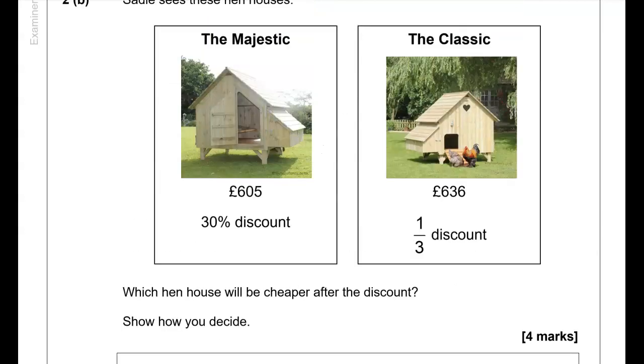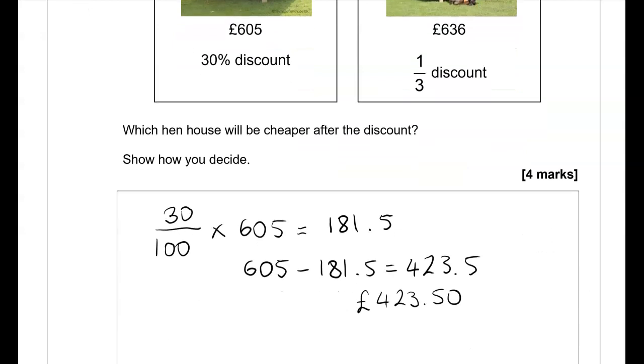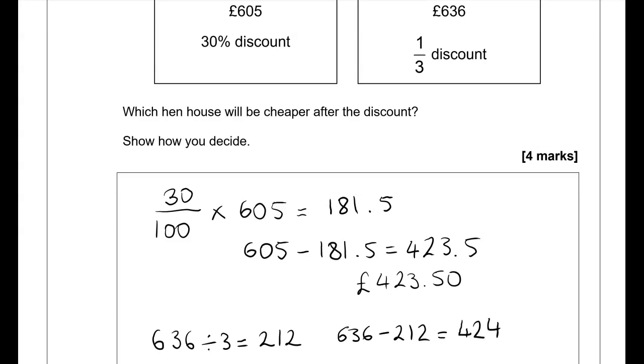So let's look at the Classic. 1/3 of 636. We could do 636 divided by 3, and that is going to give us 212. So that's the discount. So we'll do 636 now, take away 212, and that leaves us with 424.